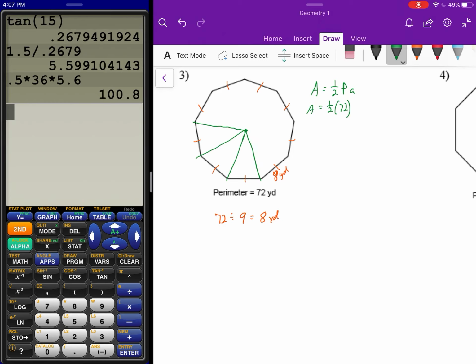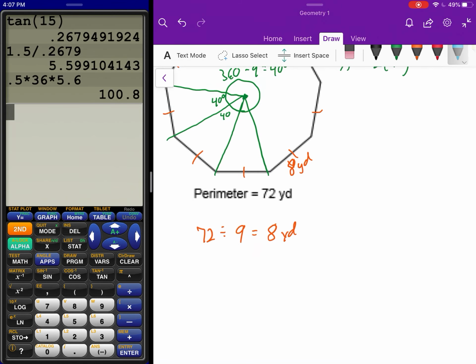And there are going to be 9 of these triangles, if you want to think about it that way. Well, the whole thing, whole 360 degrees, divided by 9 is going to be 40 degrees. So each of these triangles has a 40-degree angle, but that is not what we are concerned with. We actually need the apothem. So we're going to draw in the apothem here, which forms a right angle, and this angle is going to be 20 degrees. And since an entire side was 8 yards, the side we're working with here is going to be 4 yards.